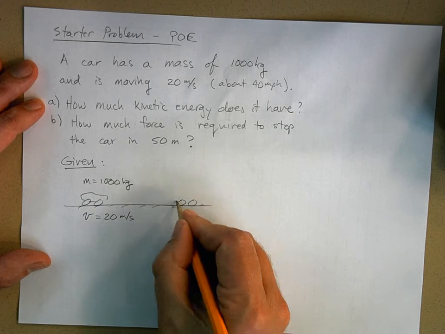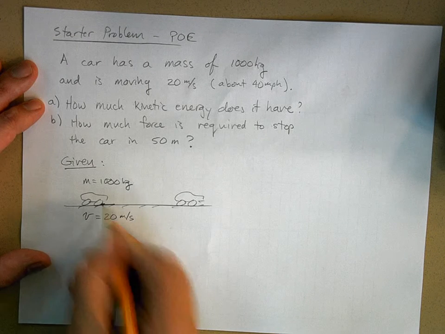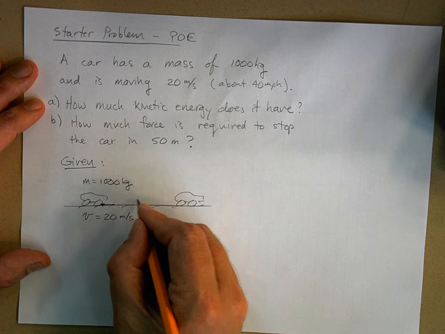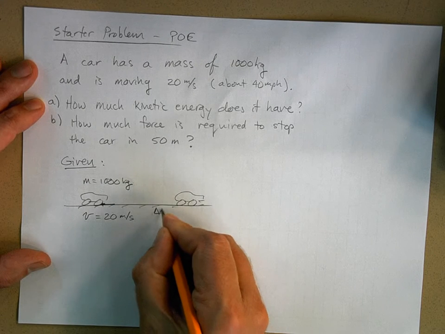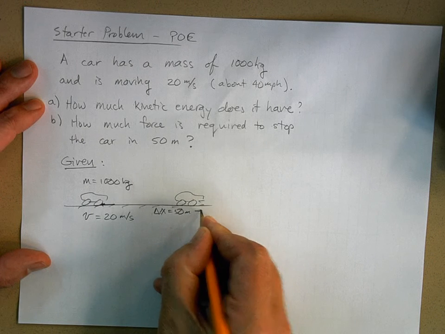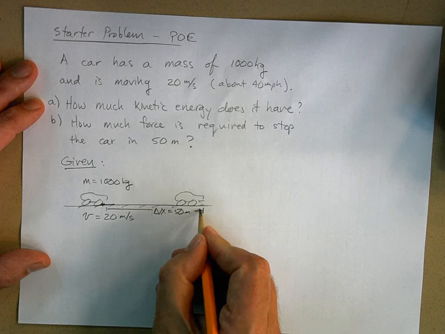And we're going to slow it down. We're going to stop it. We're going to apply a force to the car, the brakes, and we want to know how much force it takes to stop it. And we'll say delta x equals 50 meters from here over to here.